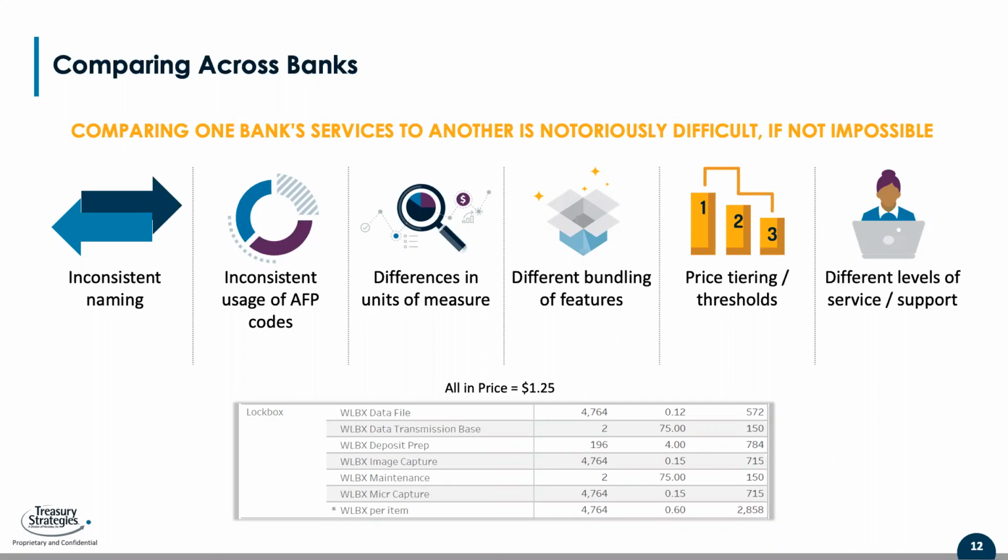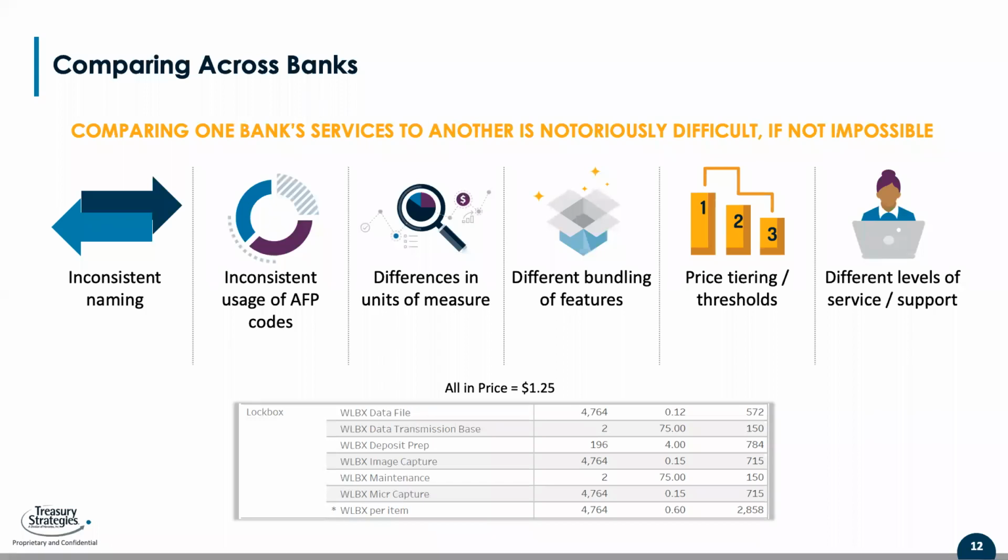They don't use the AFP codes consistently. A lot of times they'll package and bundle different services together in different ways. In some cases we even see completely different underlying units of measure. And so what you get is it always ends up being a bit of an apples to oranges comparison for these reasons. And so you're not going to be able to force those line items to match up exactly the way that you would think you'd like to.